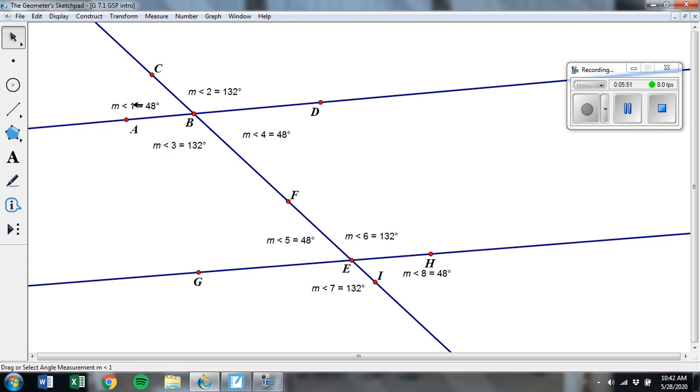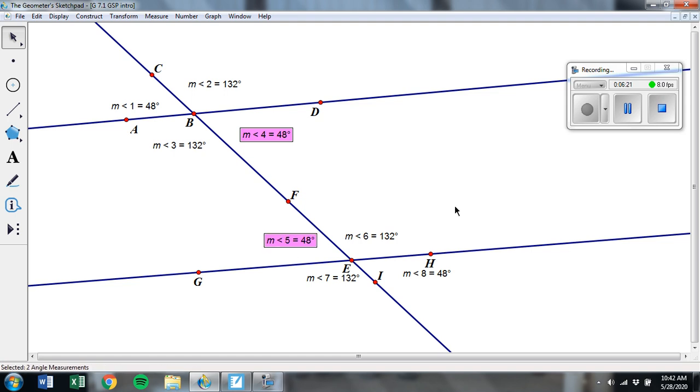Also, remember we talked about alternate exterior. Look at those. Those are the same. 132, 132, those are what we call congruent or equal measure. Alternate interior, look what happens to those when the lines are parallel. We did corresponding, this would be corresponding. We did alternate exterior, that would be an example of alternate exterior. We did alternate interior, that would be an example.